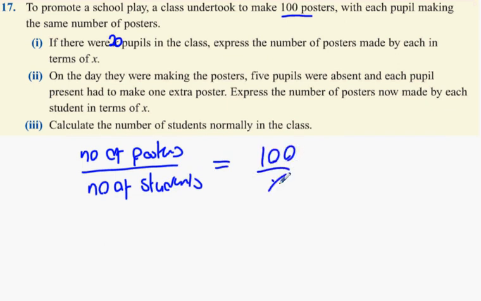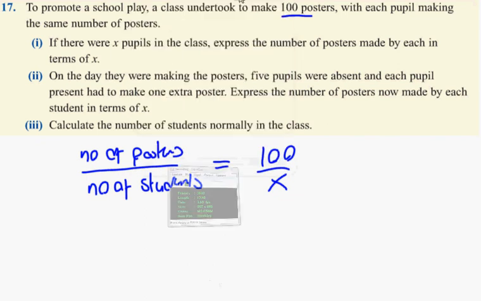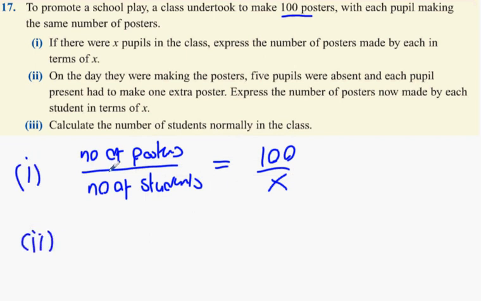Now, here's the real question, alright? When there's less people to do the posters, does each student have to do more work or less work? More work. So this answer here results in more posters compared to the original answer, which will be a smaller number, isn't it? Would everybody agree with that?